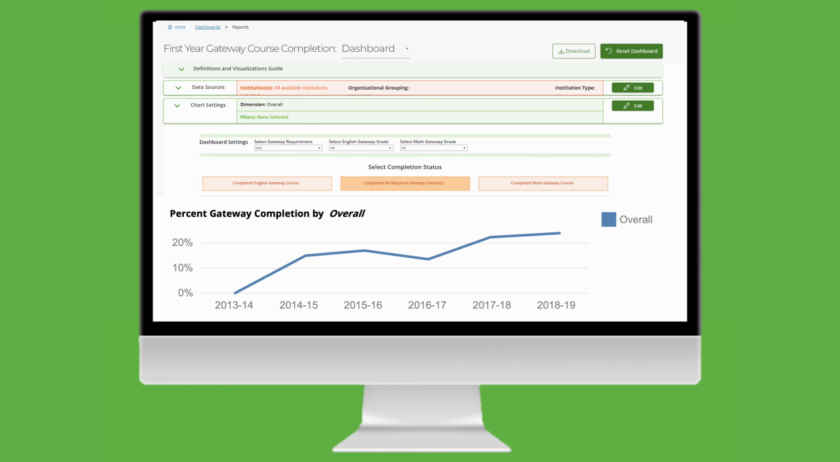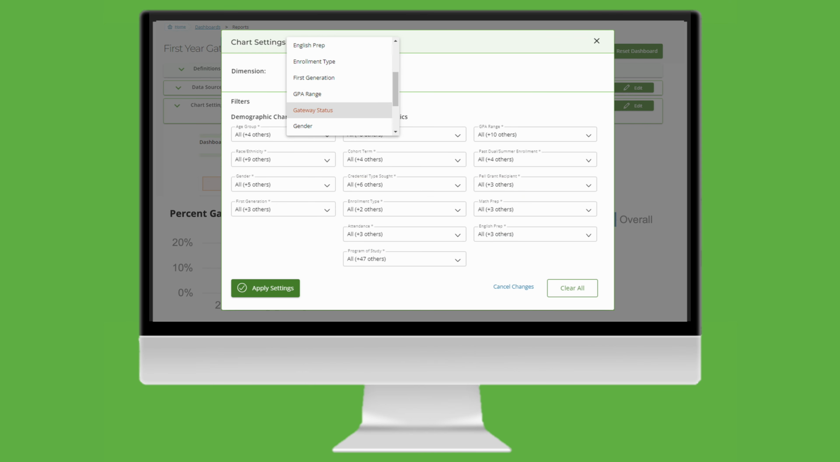Now, what is the gateway course completion rate for the first-year students who are only required to take specific courses, like English, Math, or both? In order to compare across populations, you need to add a dimension. Let's add the gateway status dimension.